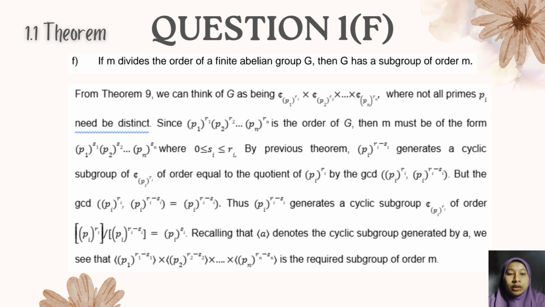We see that the product of the angle brackets p1^(r1 minus s1), angle brackets p2^(r2 minus s2), and so on to the angle brackets pn^(rn minus sn) is the required subgroup of order M.